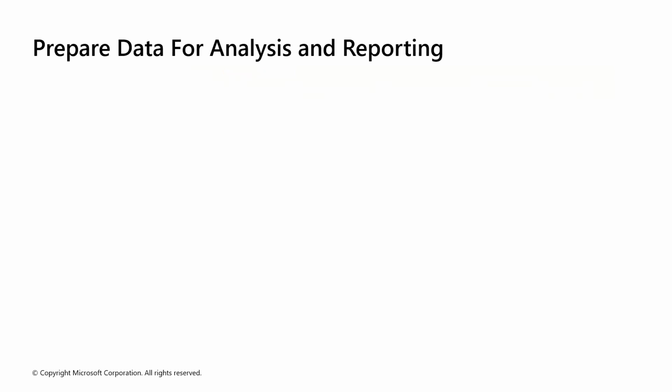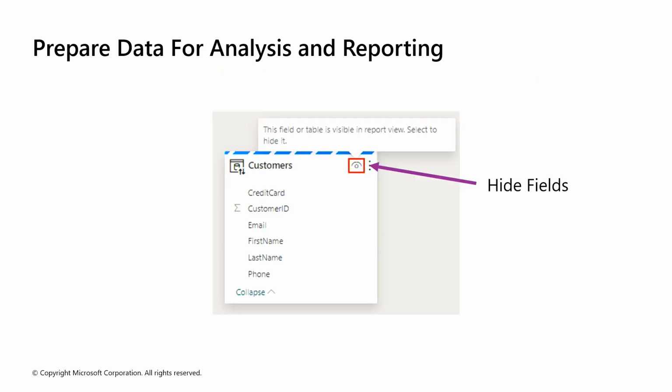Building out the semantic model is a critical component to preparing your data for use in downstream reporting. To simplify things for your report builders, you can hide elements from view, either a table or a column. Hiding fields removes the table or column from the model view, but it will still be available for use in the semantic model.